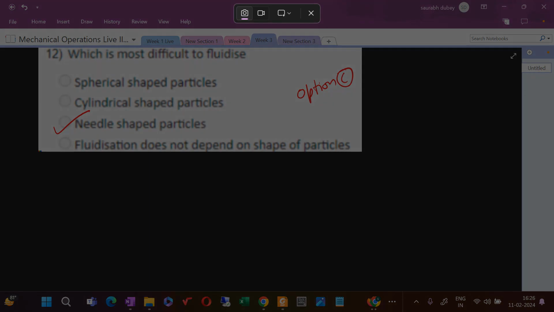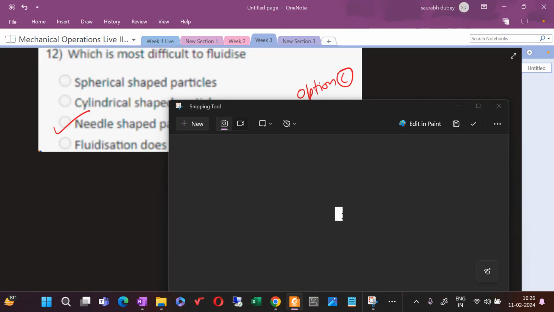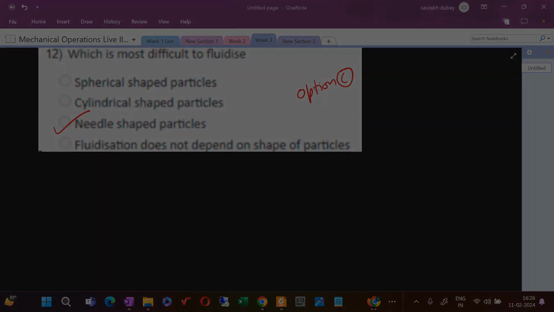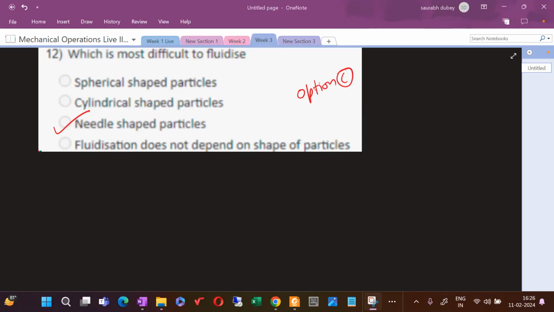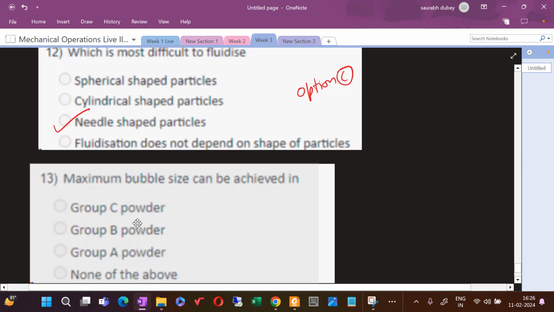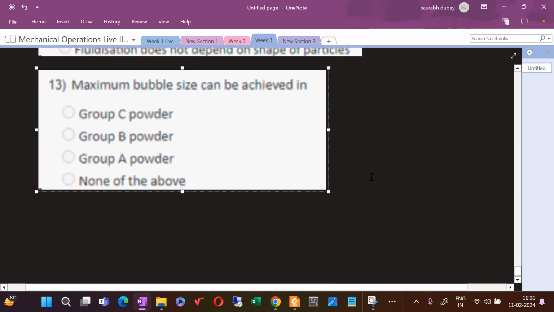Let's discuss another question, which is question number 13. Let me just take that question. Question number 13 is about maximum bubble size: maximum bubble size can be achieved in which case? Where can you achieve the maximum bubble size? So the options are here.